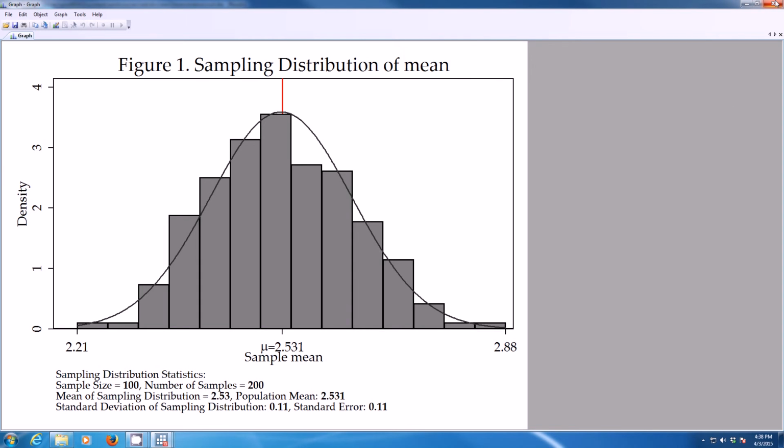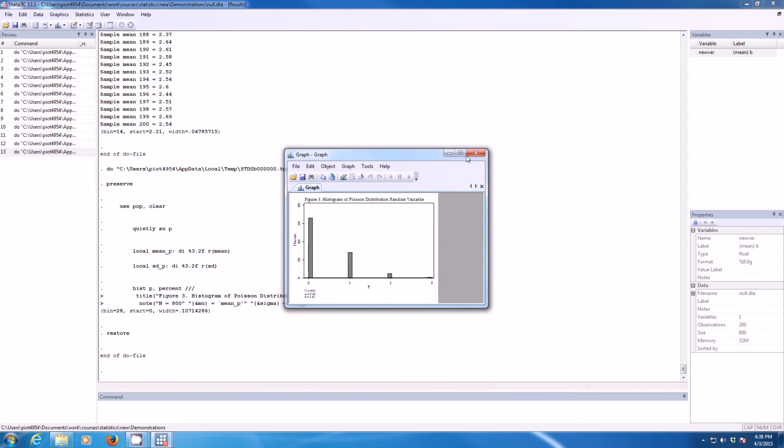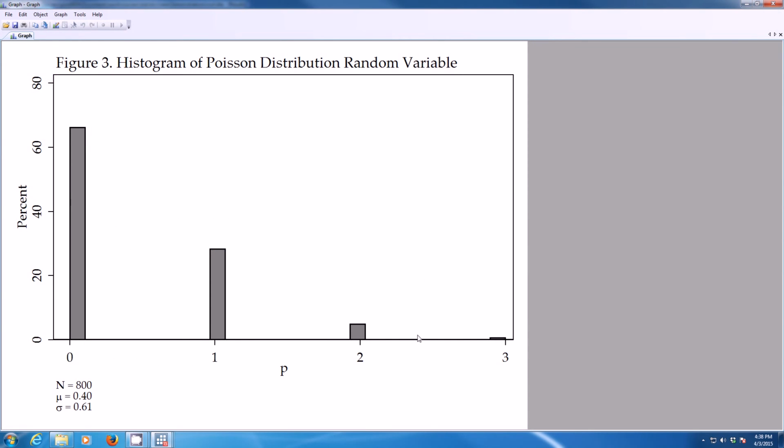And so what if we did this for a variable that had an even different shape? Another variable that I created follows a Poisson distribution. And so here's my Poisson variable. Notice that most cases are at 0, some are 1, some are 2, but increasingly fewer are at larger values. Again, this is based on 800 cases. The mean here is 0.4, and the population standard deviation is 0.61.